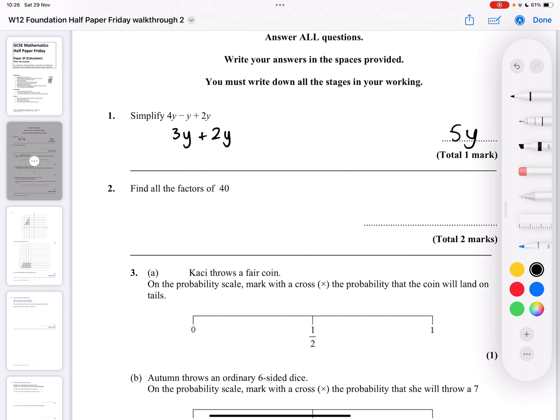Find all the factors of 40. So some people miss some factors because your listing wasn't very efficient. 1 and itself, double it, half it, double it, half it, double it, half it. List all 8 factors on the line. They don't need to be in order, you just need to make sure that you write all of them to get both of the marks.